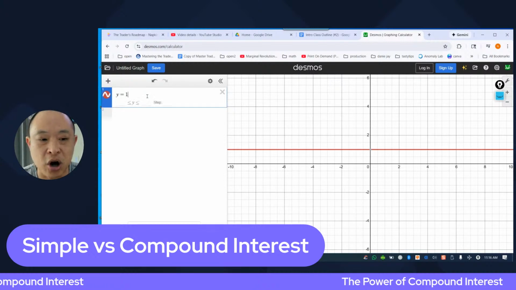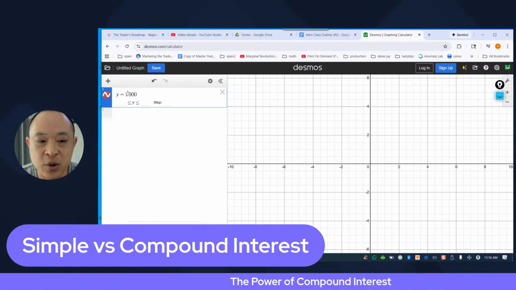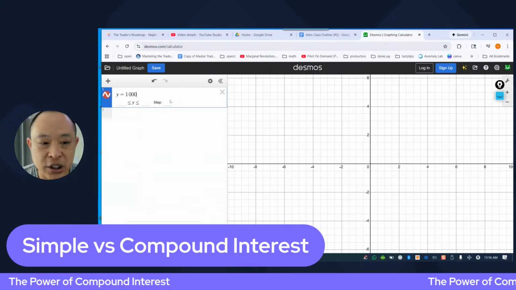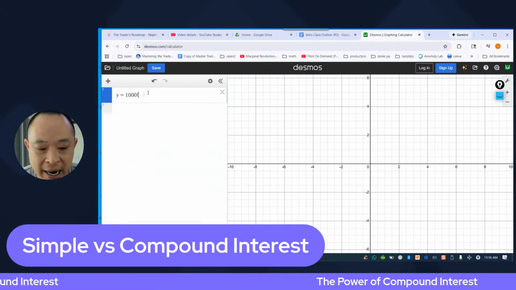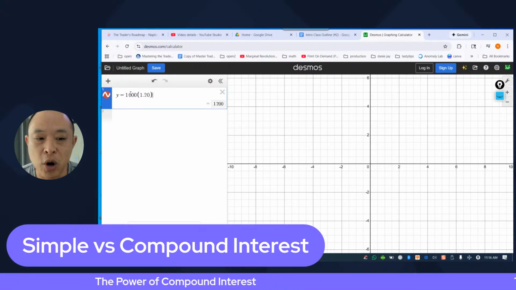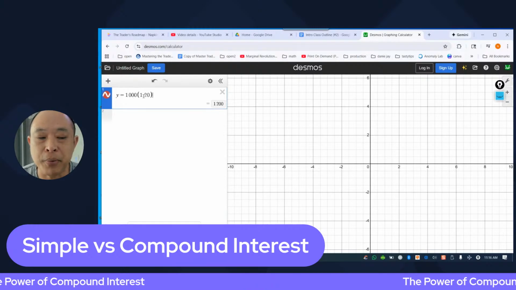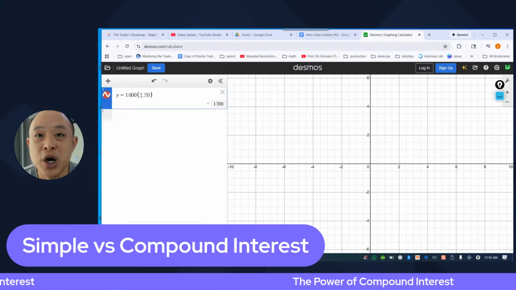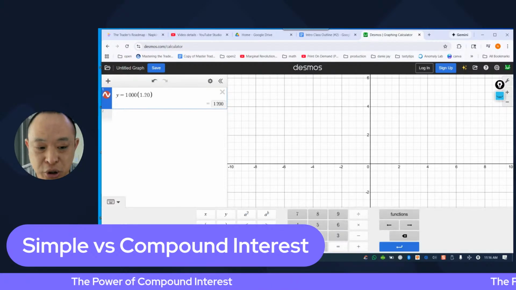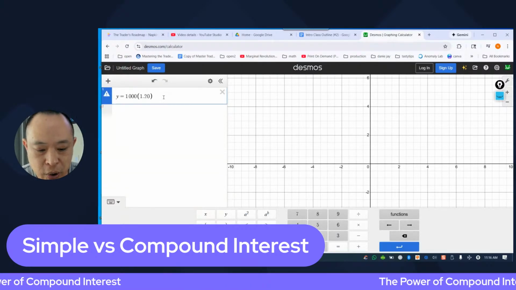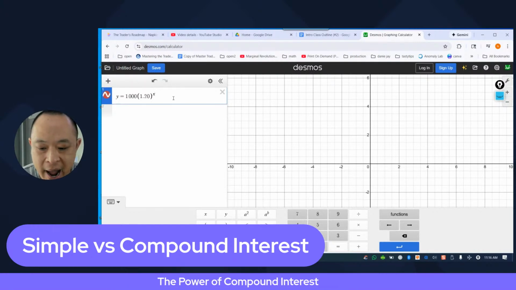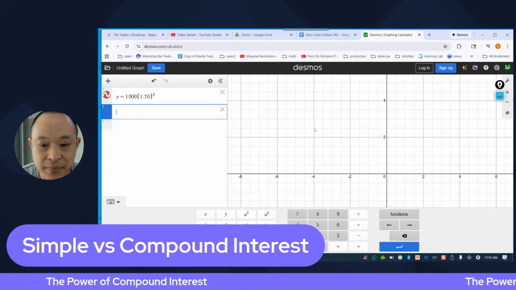So let's say you start off with $1,000. This is what's called your initial value or your y-intercept. So if I start off with $1,000 and I multiply that by, let's say, 20%. Remember, if I want to grow this account by 20%, I just multiply it by 1.2, and that'll tell you your ending amount in your account. But because this is a compound interest formula, I'm going to make it to the x power. So if I put x, you'll see that the graph is going to look something like this.